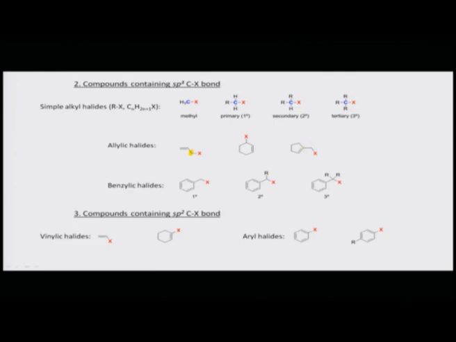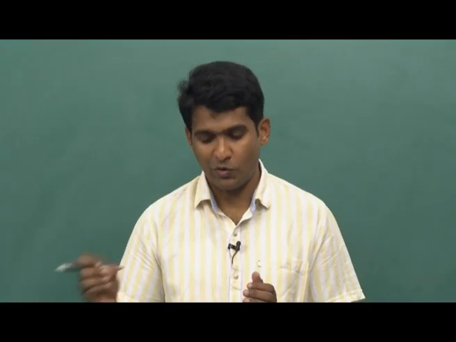And in the third example I have a cyclopentene ring, but now the CH2 that is attached to the double bond is going out of the ring, and it is attached to a halogen atom. So, this again is an allylic halide. So, allylic halides are those class of compounds where you have a double bond that is attached to another CH2 followed by an X.